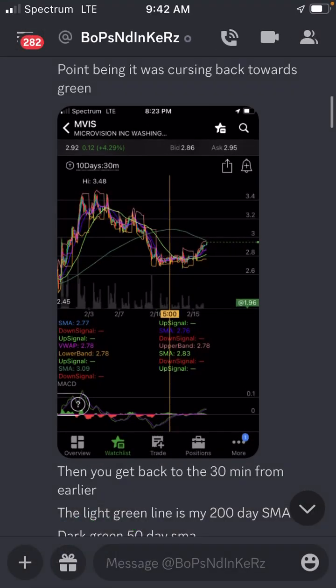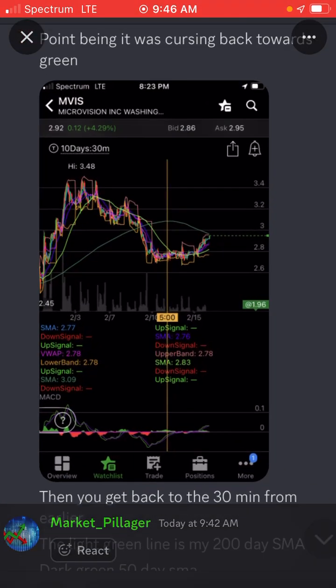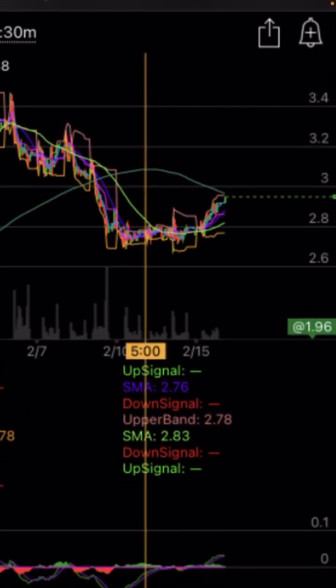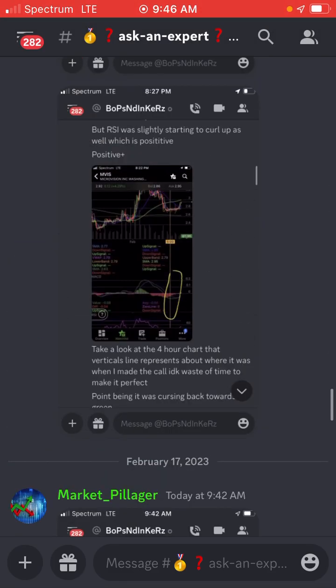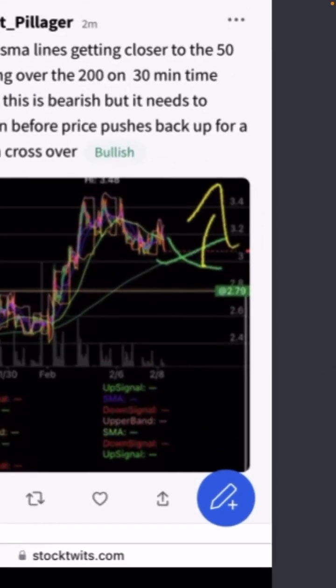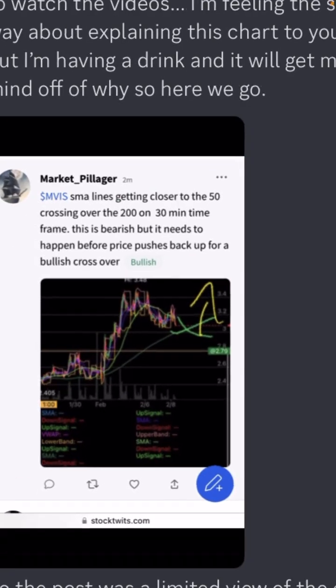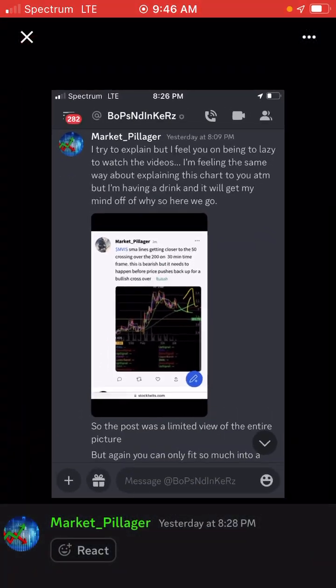Then you get back to the 30-minute from earlier. The light green line is my 200-day SMA, dark green line is the 50. I want to go back to that real quick. Look at that. And then we go back 1, 2, 3, 4. Look at that. That's technical analysis right there, guys.